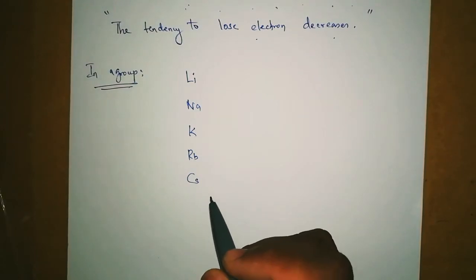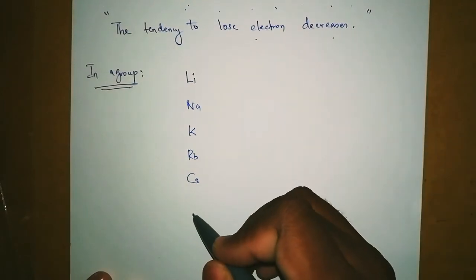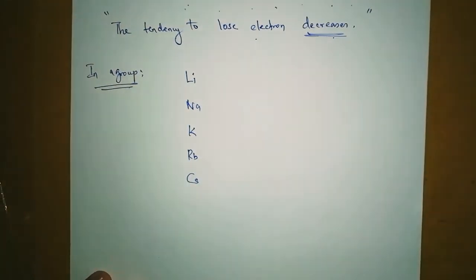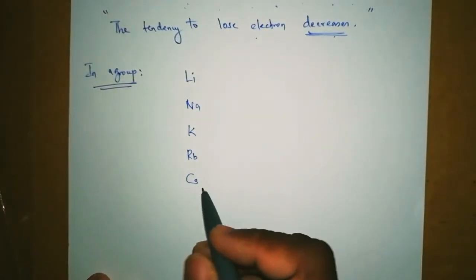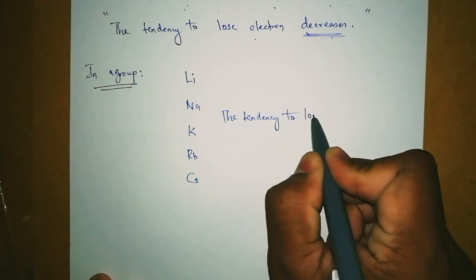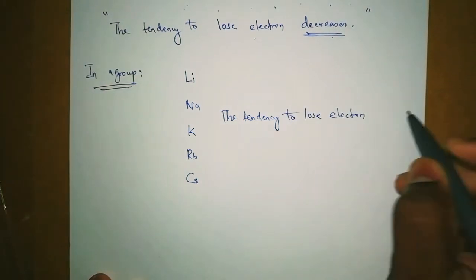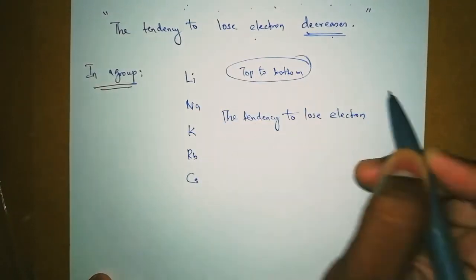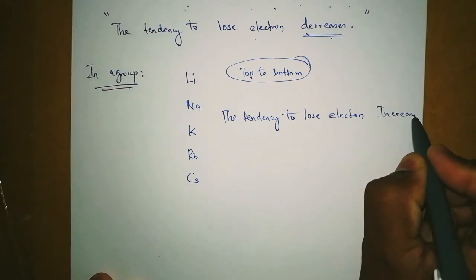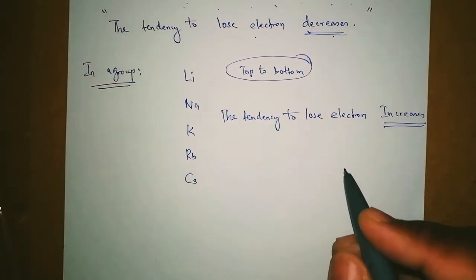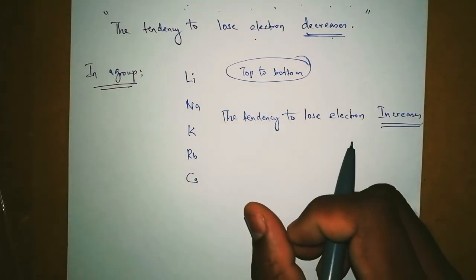How they behave? The tendency to lose electron. यहाँ पे left to right है तो क्या हो जाता है? Decrease हो जाता है. But when it goes down the group, the tendency to lose electron from top to bottom, okay, top to bottom, increases. It increases. Why it is doing like that? Why it is increasing? This is because this atomic size increases, right?